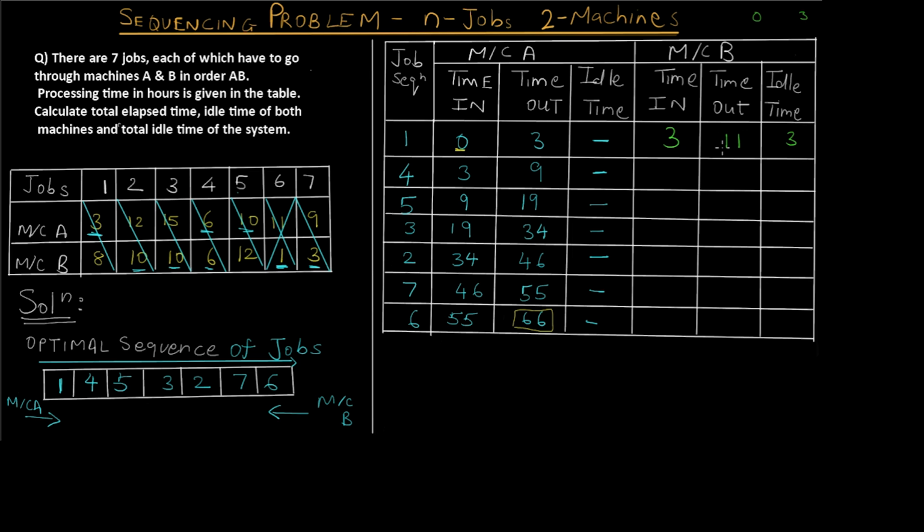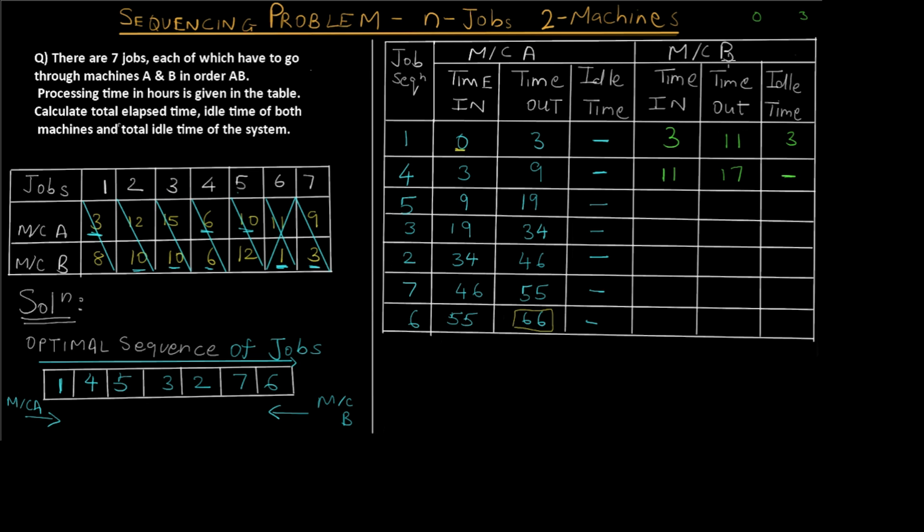Now for job 4 on machine B, the time in would start from 11 and not from 9 because machine B was busy processing job 1 till 11th hour, and by that time the job 4 was already done on machine A, that is 9th hour. So again in time on this would be 11th hour for job 4. Of course, since there is no lag between time out and time in between job 1 and 4 for machine B, there is no idle time. So starting from 11th hour, we know that job 4 on machine B takes 6 hours. So 11 plus 6 would give us 17.